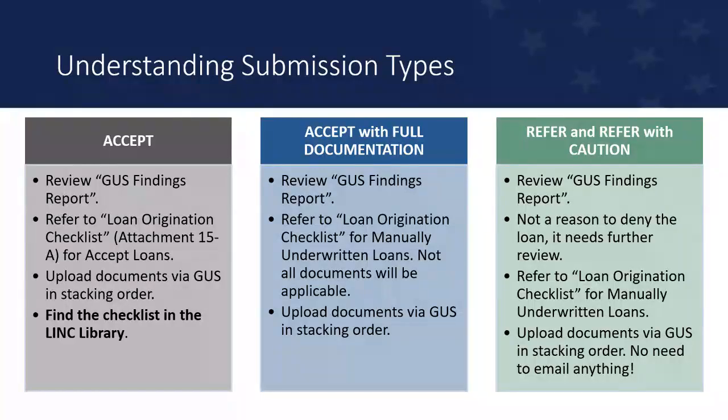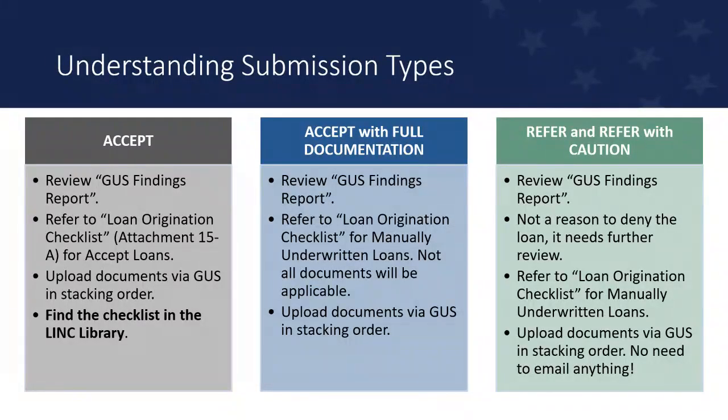A refer or refer with caution requires further review and will require a full document submission. You want to be sure to review the GUS findings report and submit the documentation accordingly. We recommend that you utilize the attachment 15A with all submissions, including a GUS accept. And just remember that files that are incomplete will be released back to the lender, put on hold, and it will create delays for you and your borrower. Regardless of the GUS underwriting recommendation, you'll upload all documents via the GUS application.